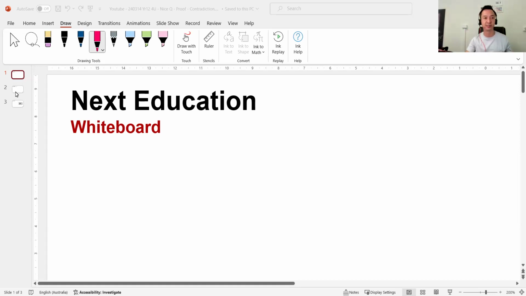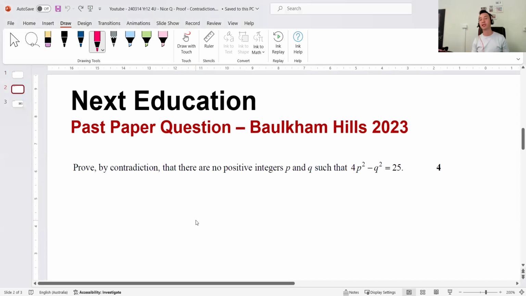Let's get started. Today's question comes from Balcombe Hills, 2023 trial paper for 4 marks, which I was a bit surprised by because I think the difficulty of this question isn't that high and the duration of time required isn't that high. 4 marks, it's a lot of marks in a 4-unit paper, right? But here we go.